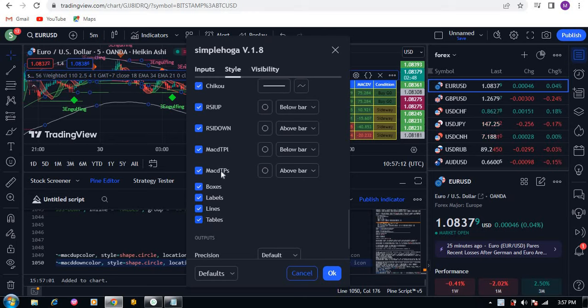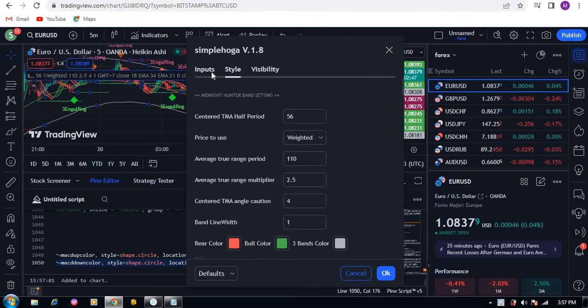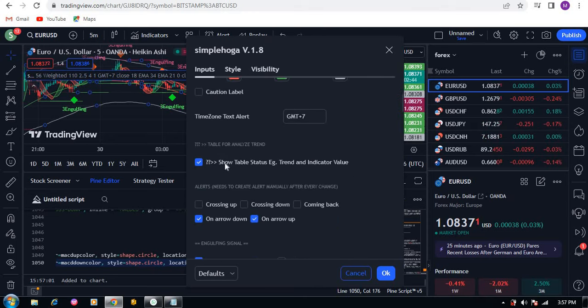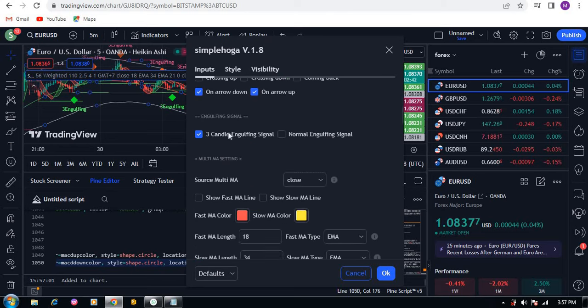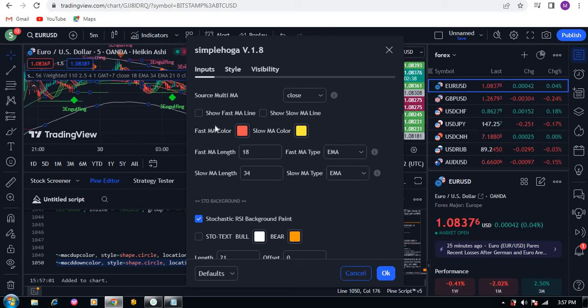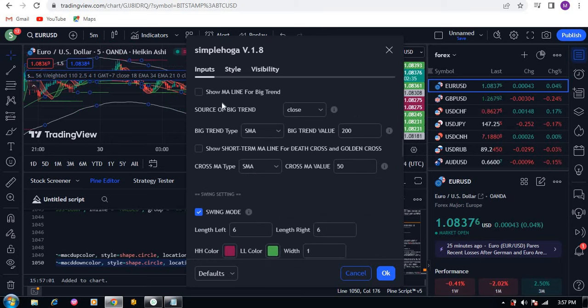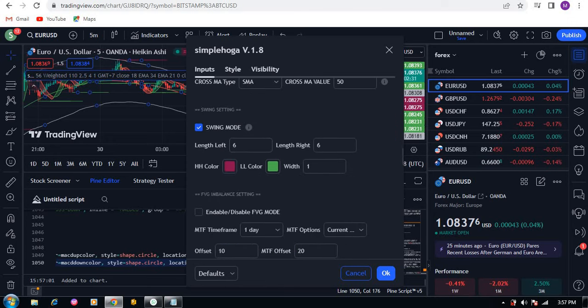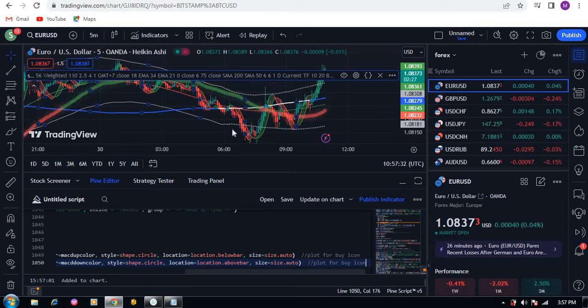First of all uncheck the table, then go to input and we need to make slight changes, like uncheck this one, uncheck this one, and we need this one and we need this one, and we do not need this one, and that's okay. Now your indicator is ready. Okay, this one. Now we need to add another indicator.